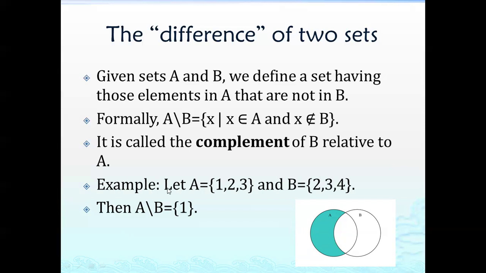For example, let A be a set containing 1, 2, 3 only, and B be a set containing 2, 3, 4 only. Then A \ B equals the set containing 1 only. That's the end of this video.